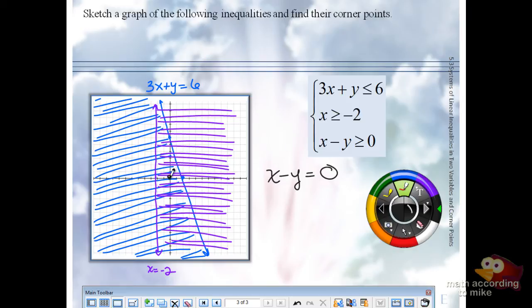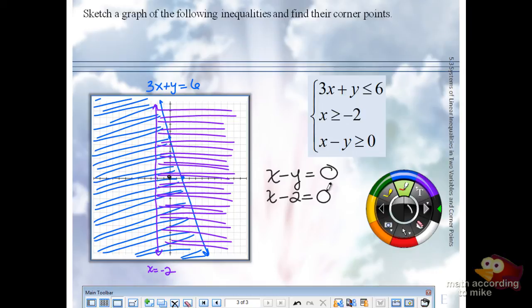So what we have to do is pick a different number. Let's say y was 2. If y was 2, what do we get for x? Positive 2, because you have to add 2 to both sides. So that's the point 2, 2. All you need is 2 points to graph a line. We already have 0, 0, and now we're going to graph 2, 2.